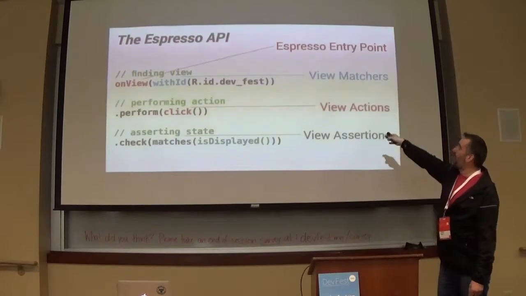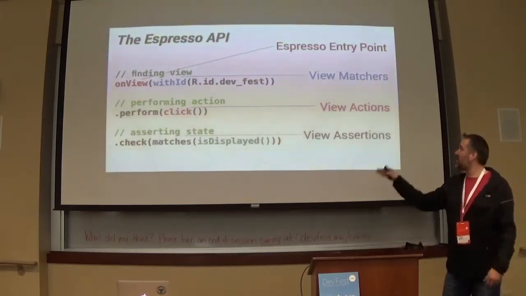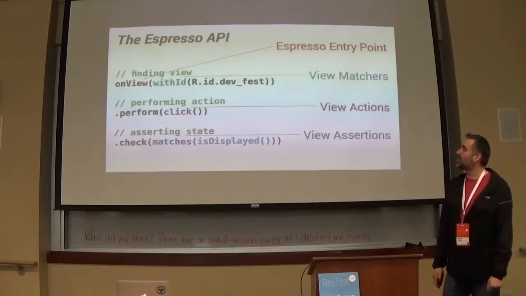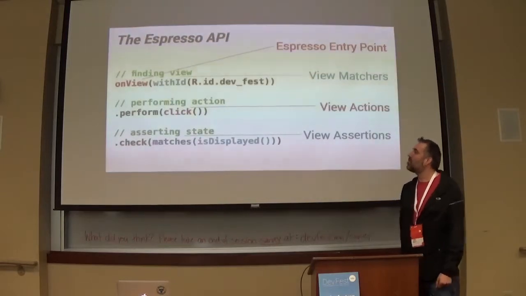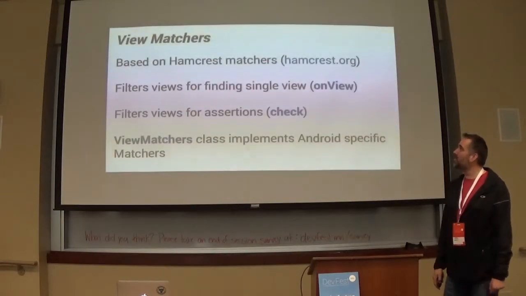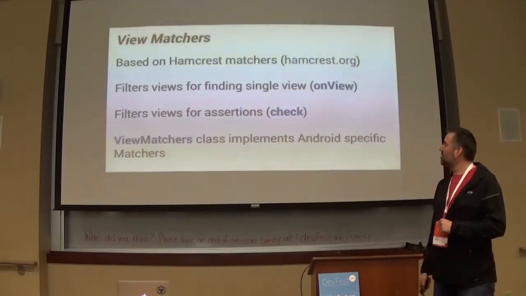So that's like the 4 main components that Espresso is going to give you. It's going to have your entry point, it's going to give you some matchers, it's going to give you some actions, and it's going to give you some assertions. Or it's going to just give you this one assertion and then use another matcher with it. So view matchers, they're based on Hamcrest matchers.